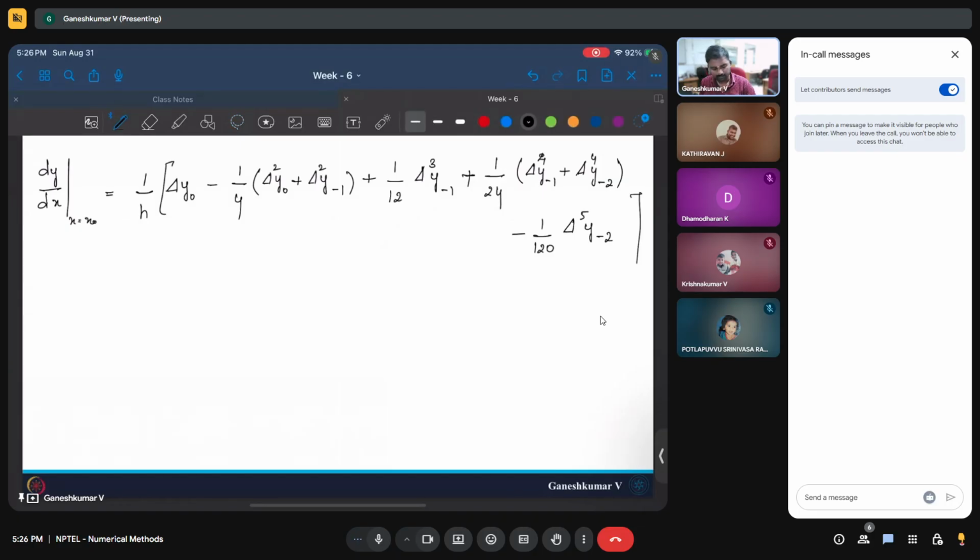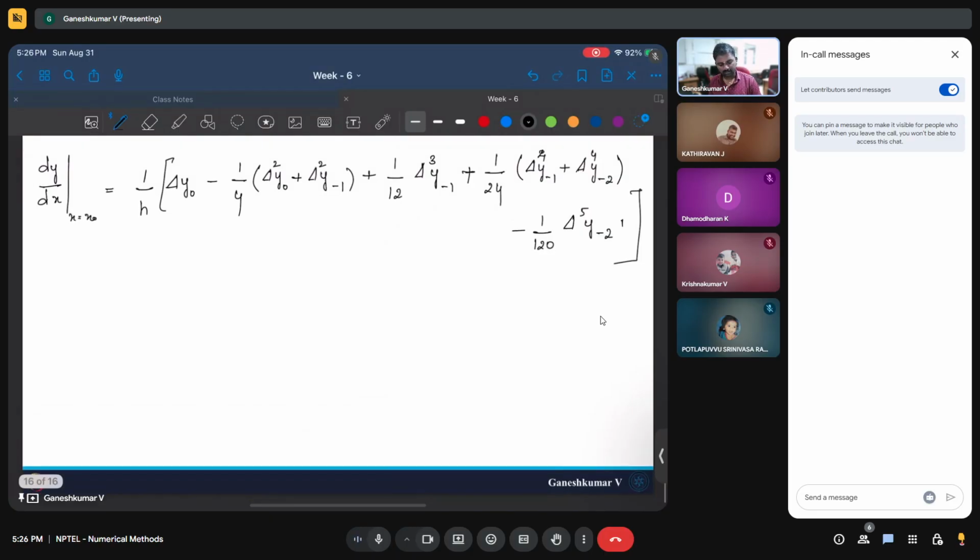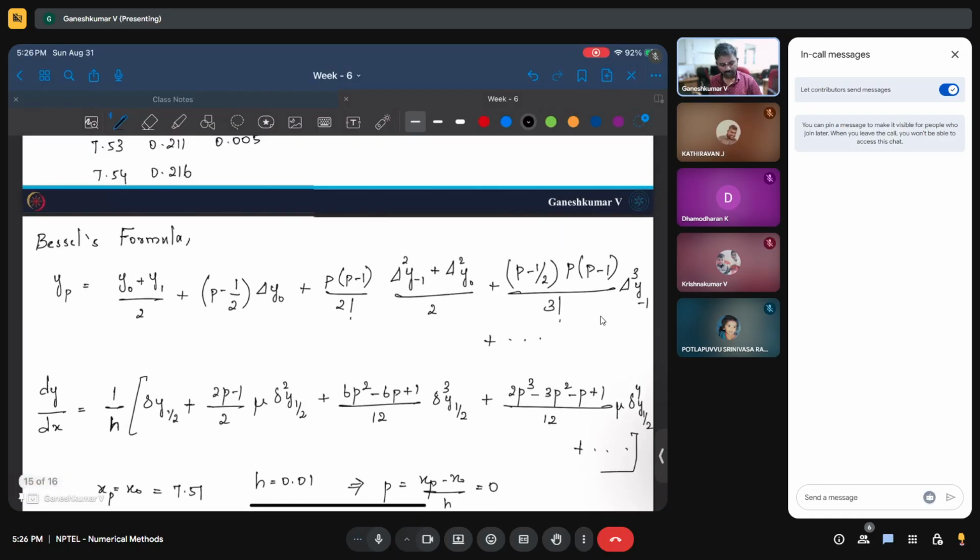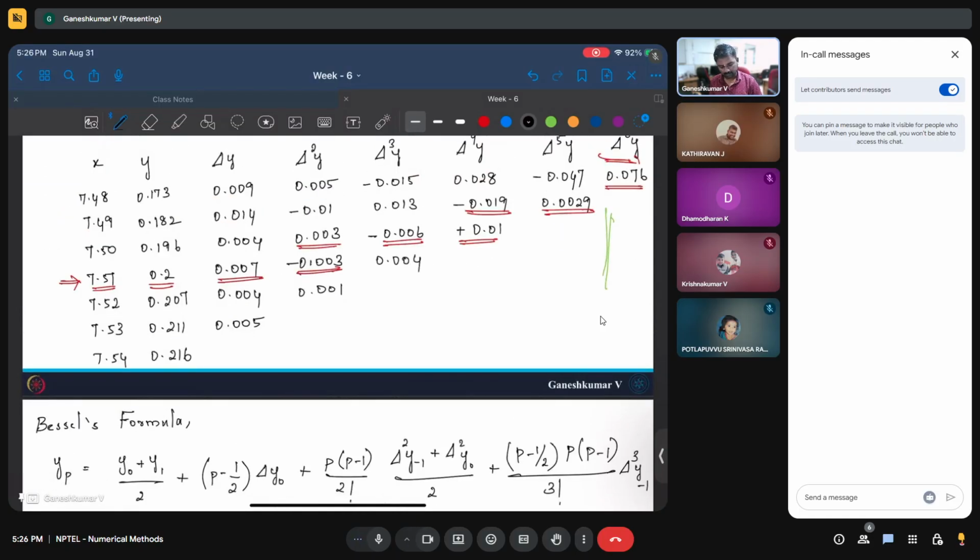We will stop here. Actually, you can write it like this, but we will stop here because we do not have any variables above.